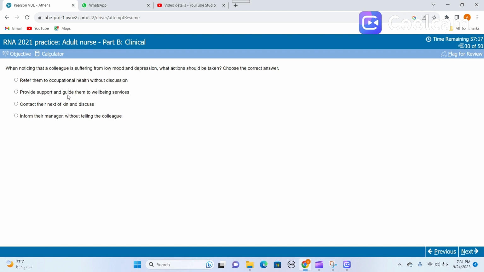When noticing that a colleague is suffering from low mood and depression, what action should be taken? This is like a team. Okay, when we are working with our colleagues, refer them to occupational health without discussion. No, as that is my colleague, I will be discussing. So eliminate this. Provide support and guide them to well-being. Okay, select this option. Contact their next of kin and discuss. No, we will not discuss.